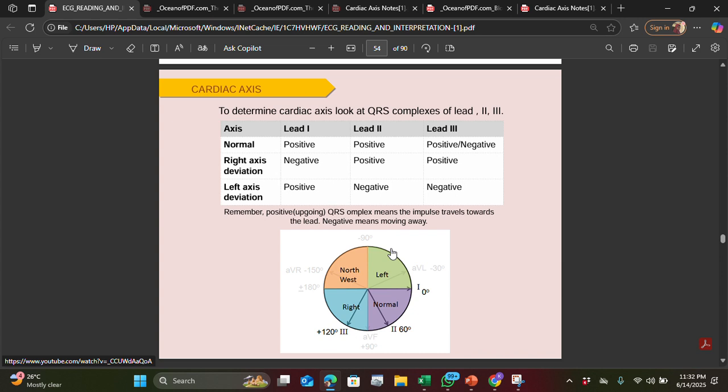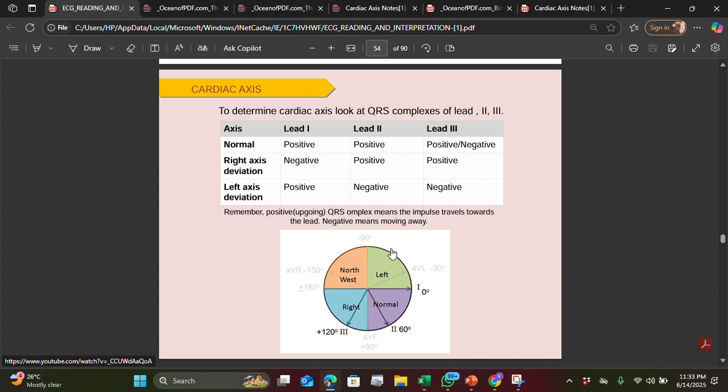So now why am I using lead one and lead two? Because we can also use lead three and AVF too. But I'm not considering them because they are still going to have the same values as lead 2. For right axis, lead 2 and lead 3 are positive, positive, and for left axis negative, negative. Even AVF has the same value as lead 2.